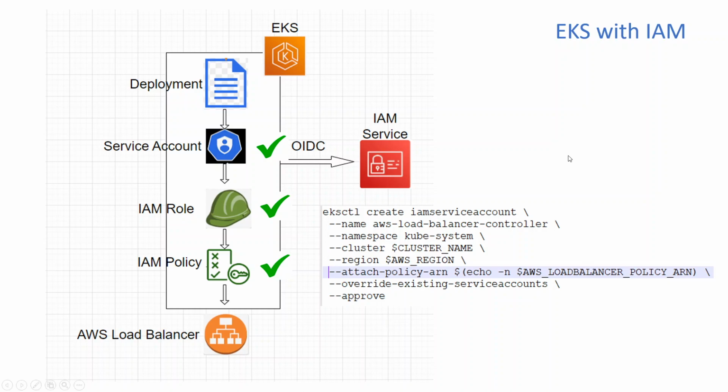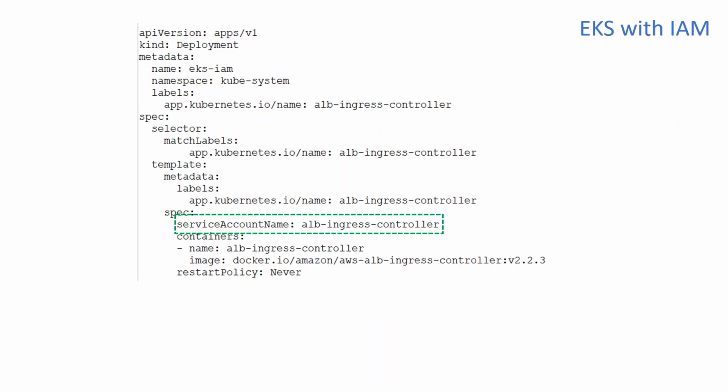And the last thing which remains to be done is to specify this service account in the deployment manifest. In this deployment manifest, we are specifying the service account name in the spec section, and we are just giving it the name of the service account.